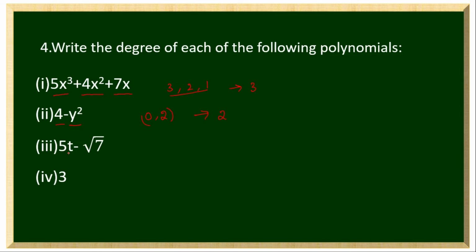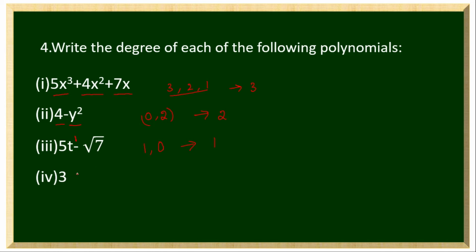Next, we have the polynomial 5t minus root 7. So what is the degree of 5t? Nothing is there as a power, means we have to consider the power as 1. So what is the degree of first monomial? 1. What is the degree of second monomial? Second monomial is root 7. What is the degree of root 7? That is constant. Degree is 0. So among 0 and 1, which is the highest degree? 1 is the highest degree, that is the degree of polynomial.